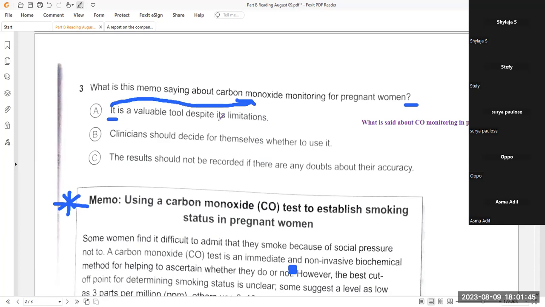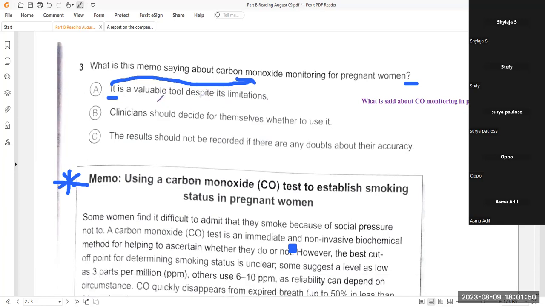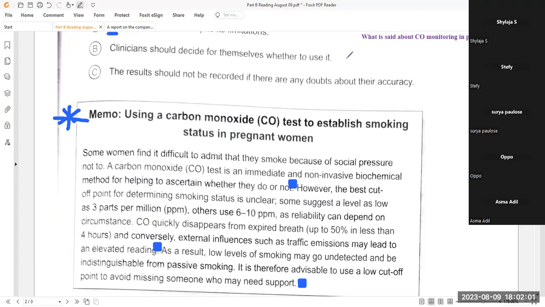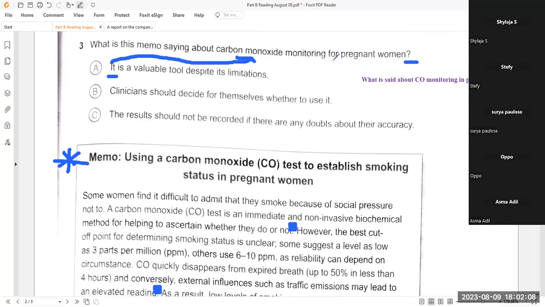What do you guys think? Is it a valuable tool? Okay, Shailaja, next option. Clinicians should decide for themselves whether to use it. Have they talked about clinicians anywhere in the extract? No. Clinicians need to make the decision themselves whether to use a carbon monoxide test. Have they said that? Nothing, ma'am. Steffi, Surya, Shailaja, Asma, no, they have not said anything about clinicians.